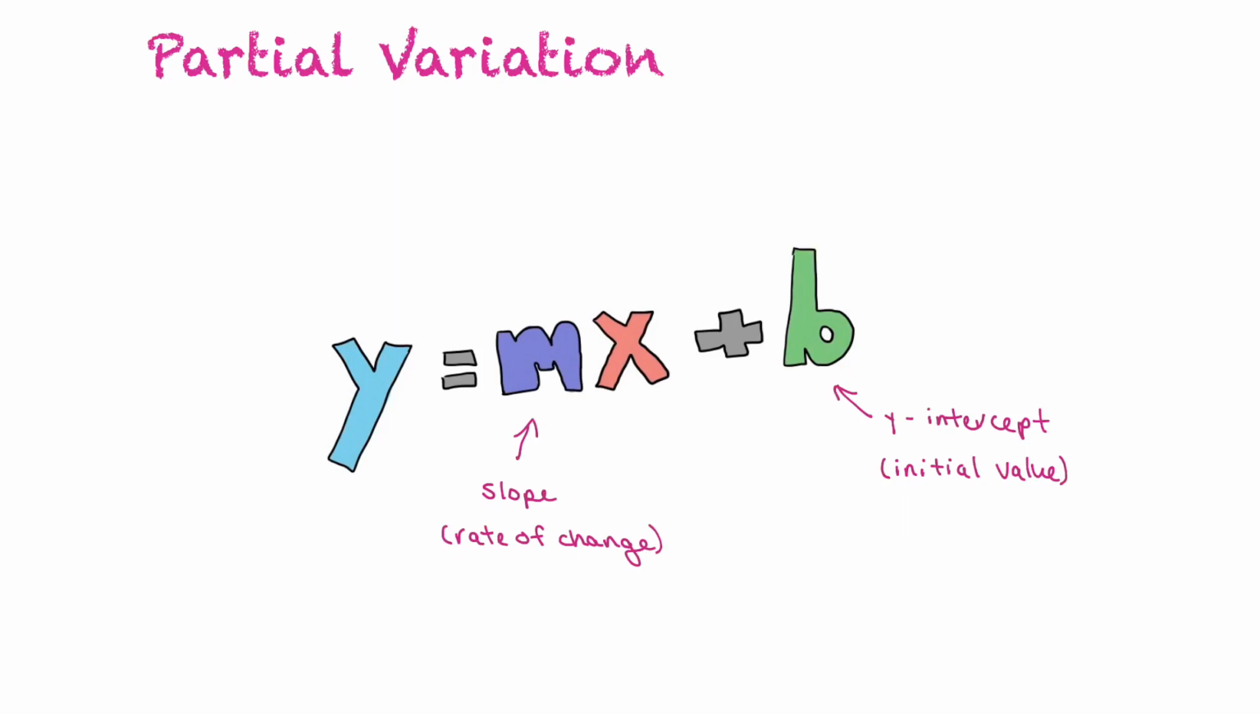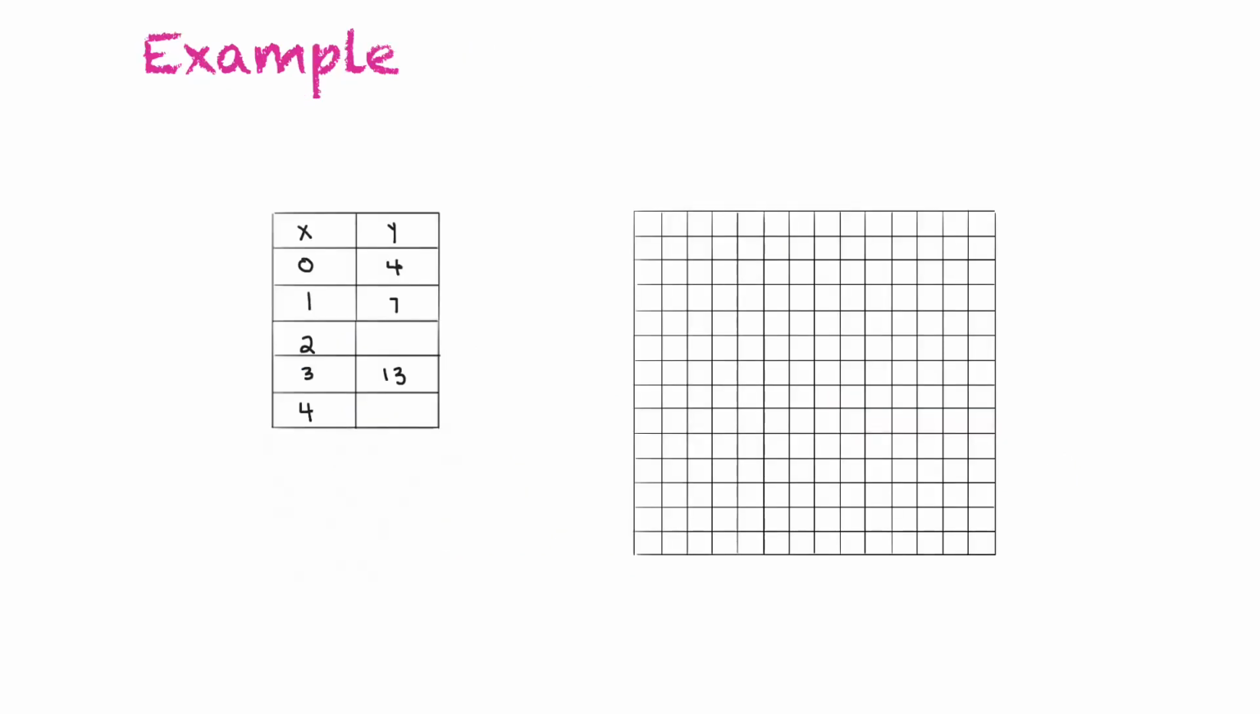So another way of describing partial variation is the graph of a partial variation is a straight line. It's still linear, but it doesn't pass through the origin or 0, 0. Instead, it passes through somewhere along the y-axis. So now we're going to work through an example.